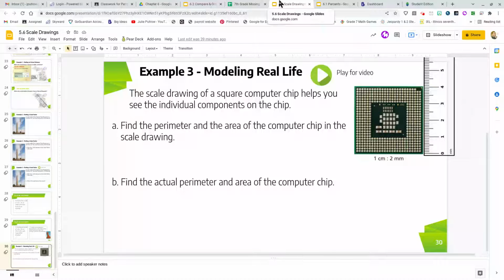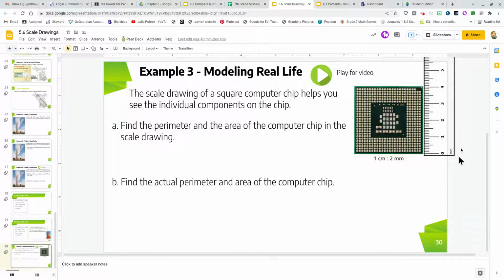Example 3 for modeling real life. We're going to be looking at this blown up version of a computer chip. This is actually much larger than what they are like in real life. But it tells us here that the scale drawing of a square computer chip helps you see the individual components on the chip. So they kind of zoomed in on it.